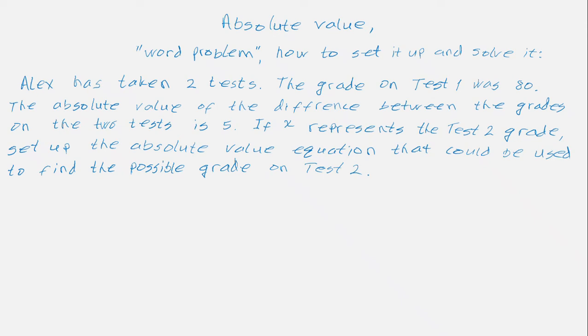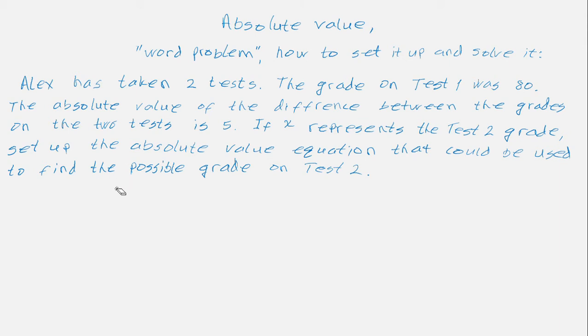Hello everyone. Let's try to set up and solve an absolute value word problem. For example, if we have a problem like this one right here. Alex has taken 2 tests. The grade on the first test was 80. The absolute value of the difference between the grades on the 2 tests is 5. If x represents the test 2 grade, set up the absolute value equation that could be used to find the possible grades on test 2.